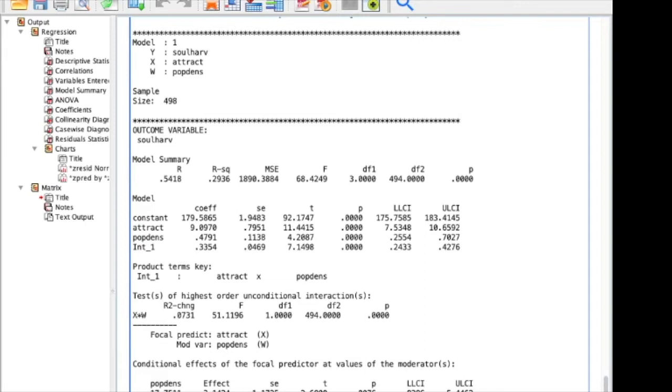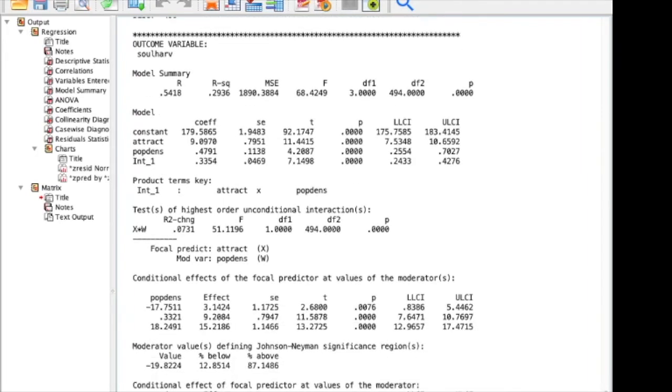Okay, so here we have the overall model summary with soul harvest being the outcome variable and attract and population density being in there. But more important is this interaction term. Essentially, what moderation is doing is seeing, is there an interaction between attraction and population density in how they affect soul harvest? And from this interaction term, we can see yes, there is. This is significant. And so that's really all we want to look at from this top part. Is the interaction term significant?